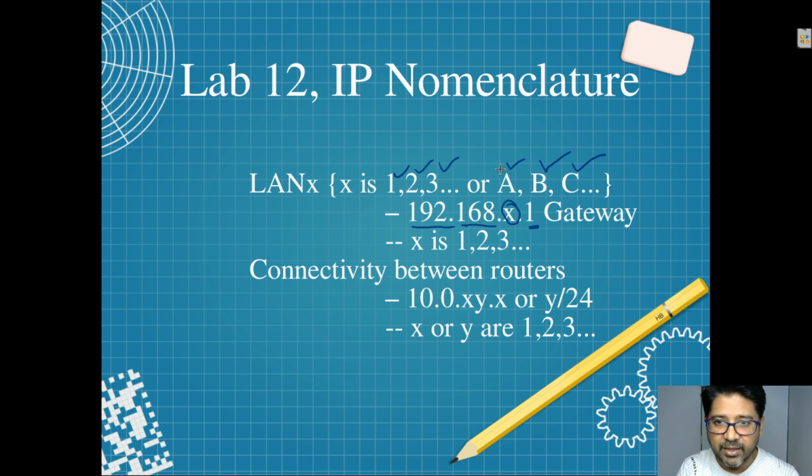If you select LAN A, the IP will be 192.168.1.1. If it is LAN B, then 192.168.2.1 will be the gateway. And the rest of the IPs are assigned for the PCs or desktops. So this is the nomenclature. Or you can do LAN 1, and of course the IP will be 192.168.1.1, or 2.2, or 3.3 for the LANs.